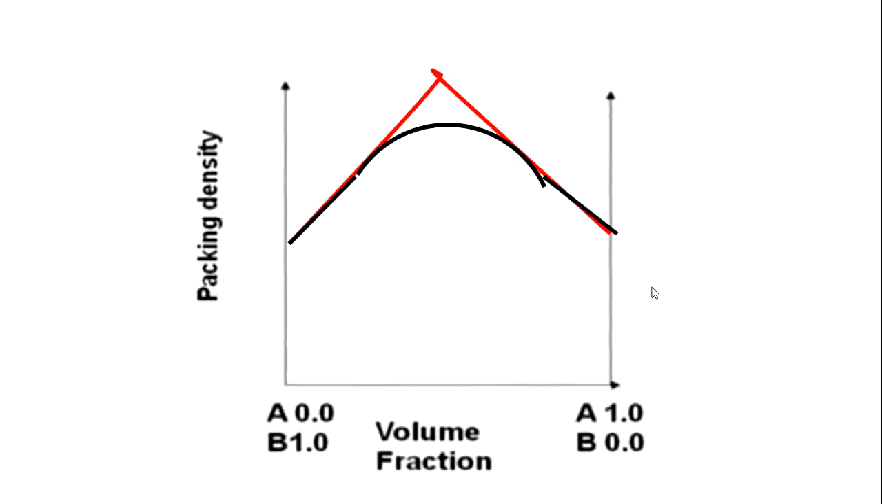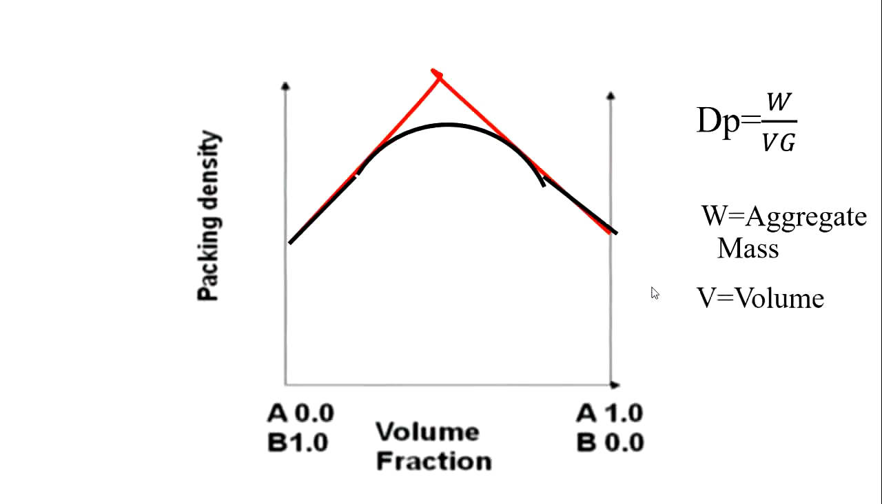The packing density is maximum as shown in the black graph. The formula for calculating the packing density is dP. It is nothing but the mass of the aggregate divided by the volume into the specific gravity of the material that is used. This is the general formula which is used for calculating the packing density.